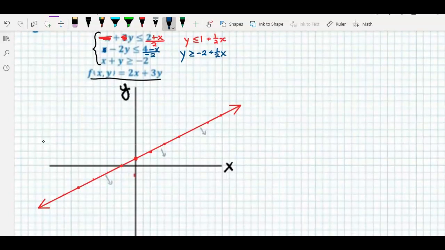For the blue line, I'm going to begin at negative 2. And again, I'm going up 1, right 2. Over and over, across my graph. Down 1, back 2. Across the graph. I'm going to connect them with a line.